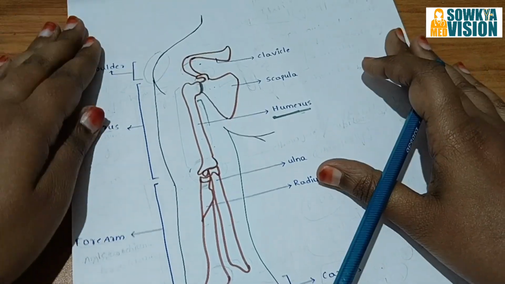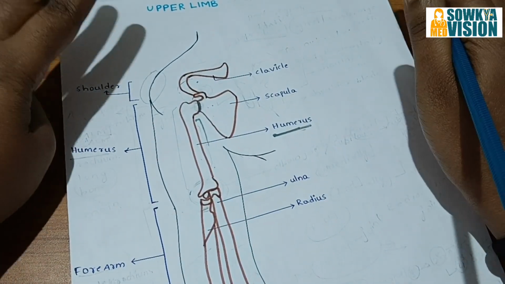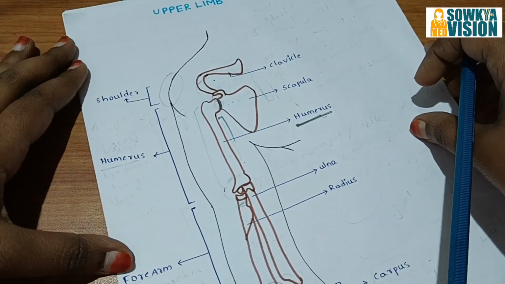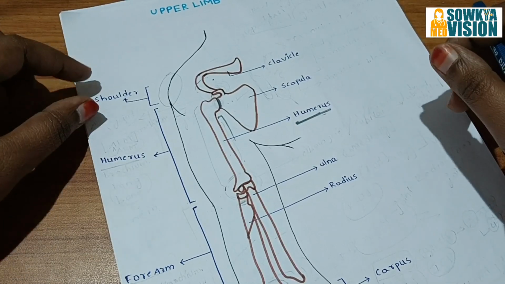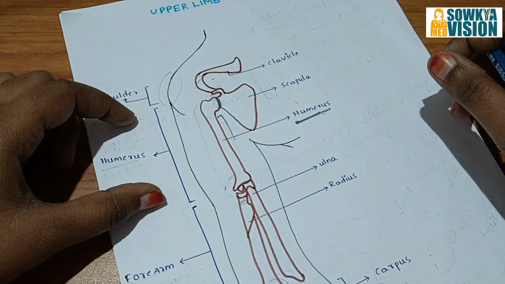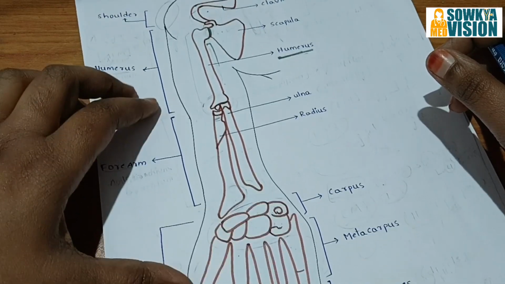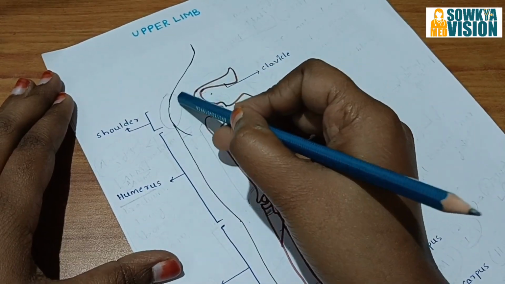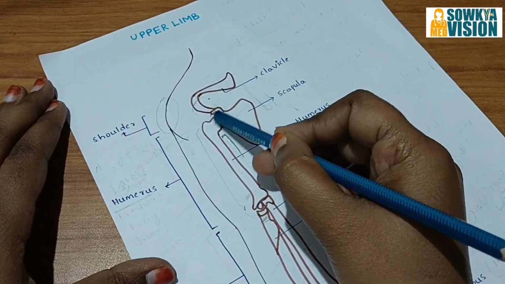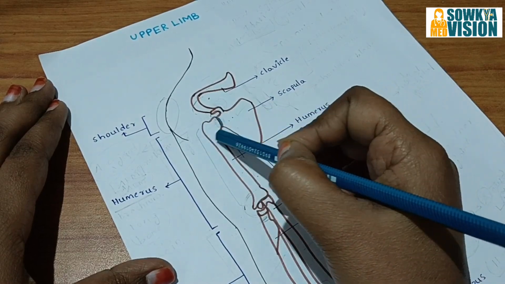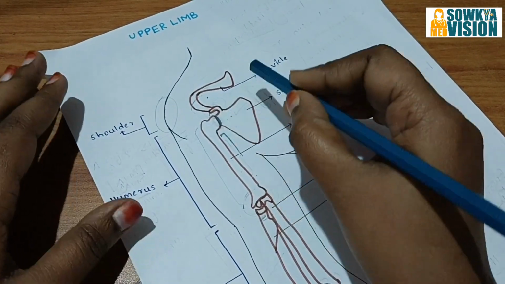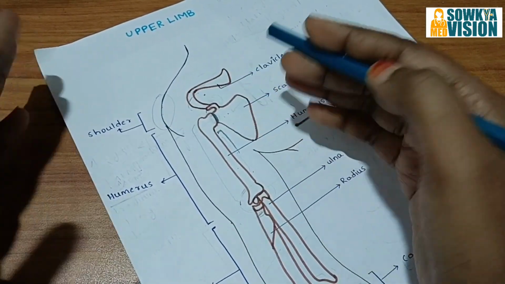In human, we have 4 limbs. 2 are upper limbs and 2 are lower limbs. The parts of upper limb are shoulder, arm, forearm, and the hand. See, the part including the clavicle and the scapula and the upper end of the humerus is included under shoulder.